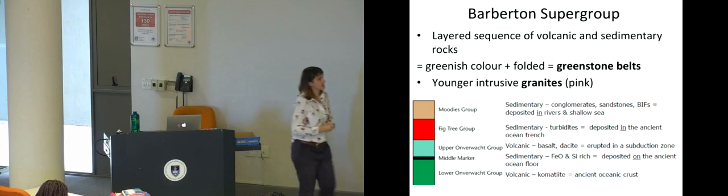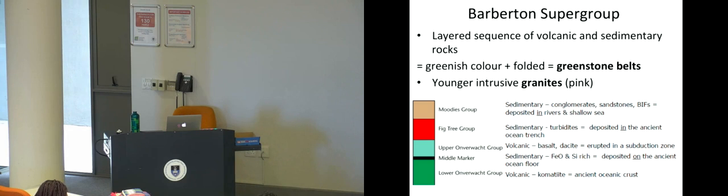So this is just a slide saying what I've said. There's this layered sequence of volcanic and sedimentary rocks. They have a greenish color, and they're all folded because they're very ancient rocks, and they're known as greenstone belts. And this is just a summary again of the stratigraphy. So we have the Onverwacht group, which has a lower and an upper part, the Fig Tree and the Moody's.